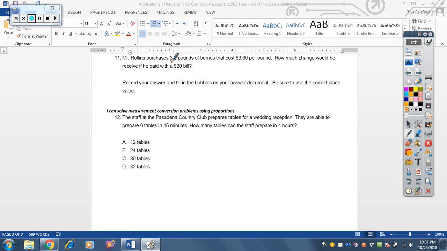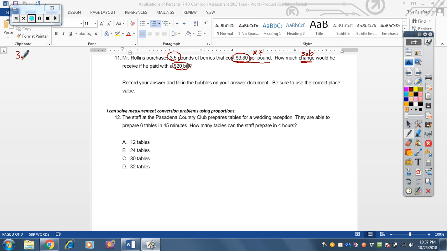Alright, Mr. Rollins purchased 3.5 pounds of berries. That cost $3.80 per pound. How much change would he receive if he paid with a $20 bill? Per tells us we might be multiplying or dividing, and change tells us we're going to subtract. Yes, you have to write that. Everything in red. Again, I know you don't have a lot of room. You can do it on scratch paper or a special piece of paper. I just need to have it before I can give you points.